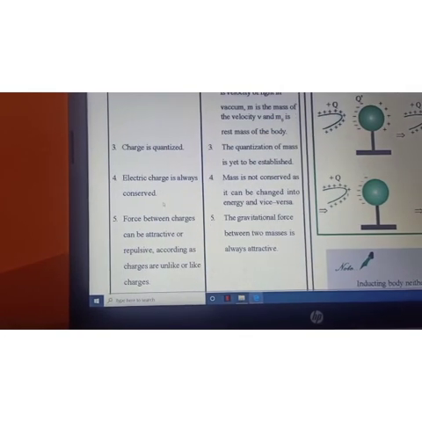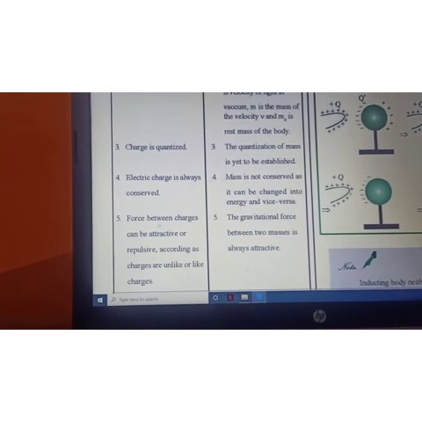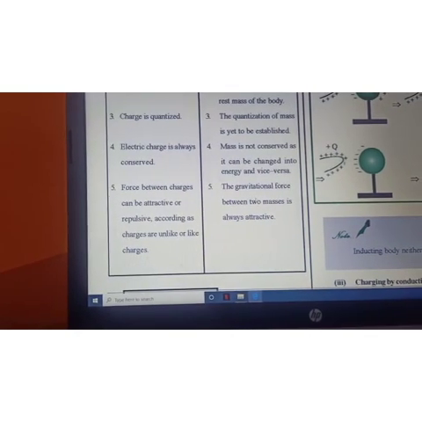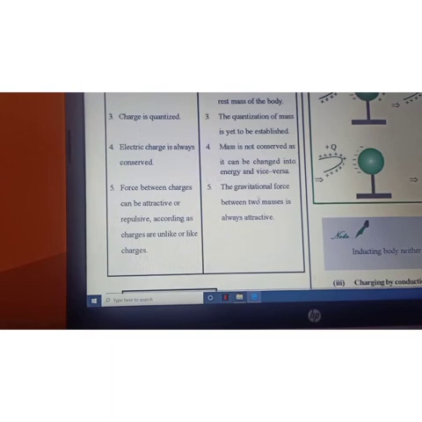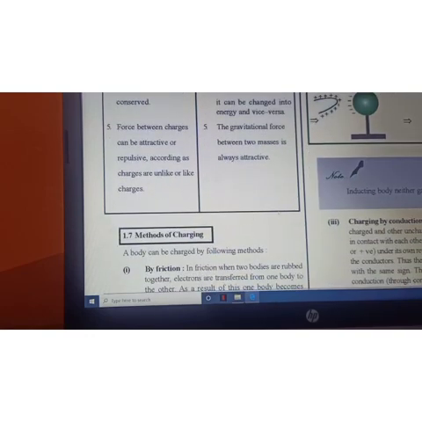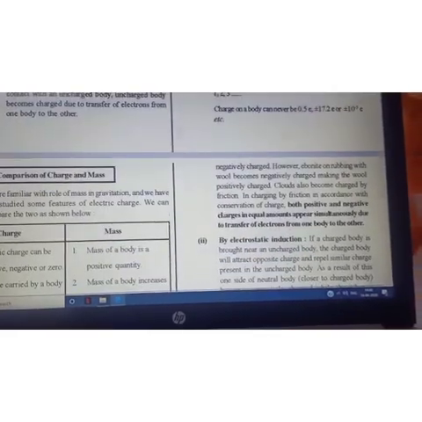Electric charge is always conserved in nature. Mass is not conserved; it is changed into energy equal to mc square. Force between charges can be attractive or repulsive, but the gravitational force F equals G m1 m2 by r square, and we know that the gravitational force between two masses is always attractive in nature.